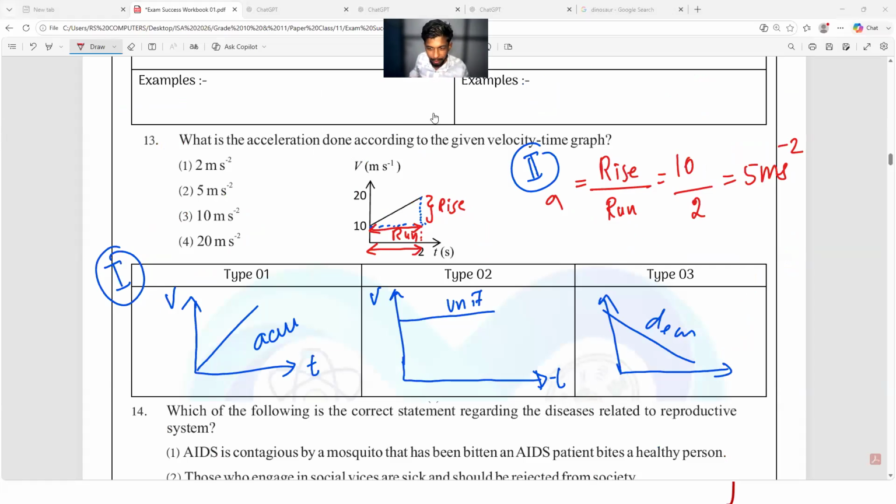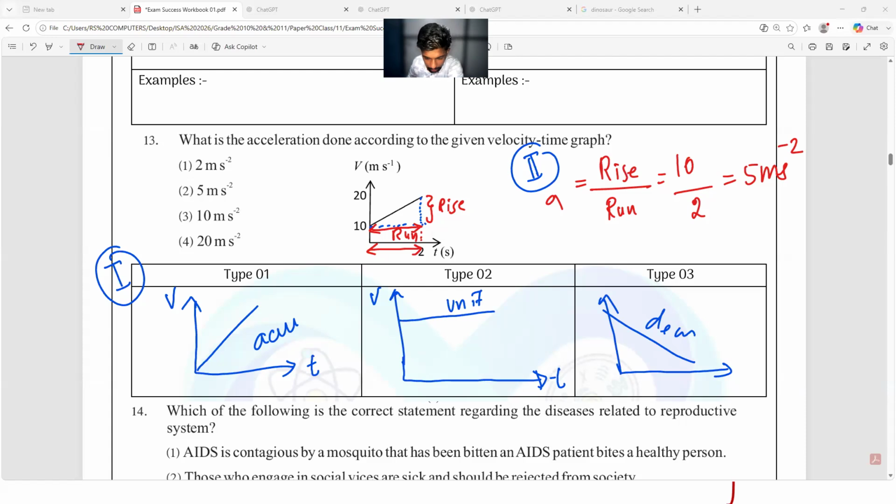Okay. Now note down these things. Type 1, type 2, type 3: acceleration, uniform velocity, deceleration. And the second thing we have learned from this question is how to find the acceleration. Acceleration is equal to rise over run. And you know how to calculate the rise and how to find the run. I hope that you have got the idea, right? Shall I move to the next question? Because we can allocate more time for it. We'll move to the next part.